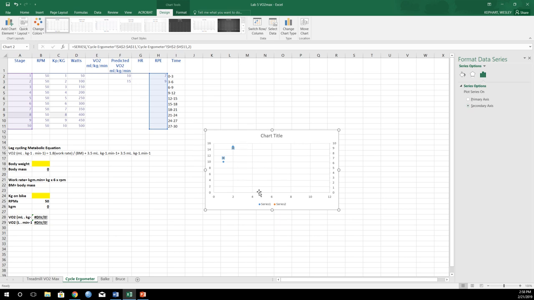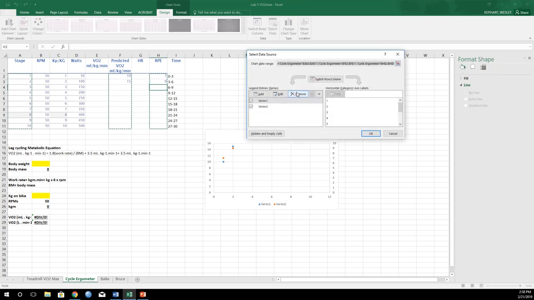Then you would do all of the same things of making that the proper term. So select data, click on that. Oop, that's not what I want to do.